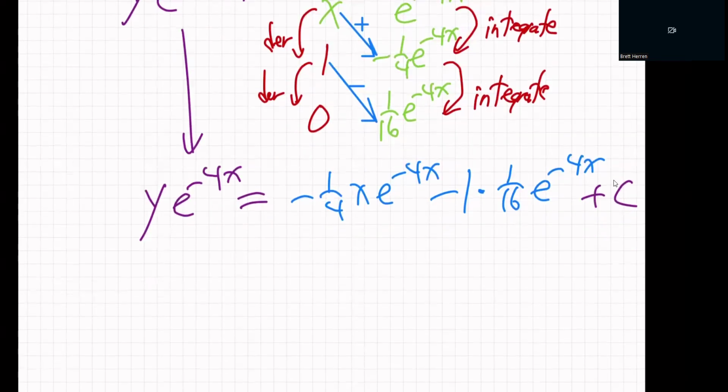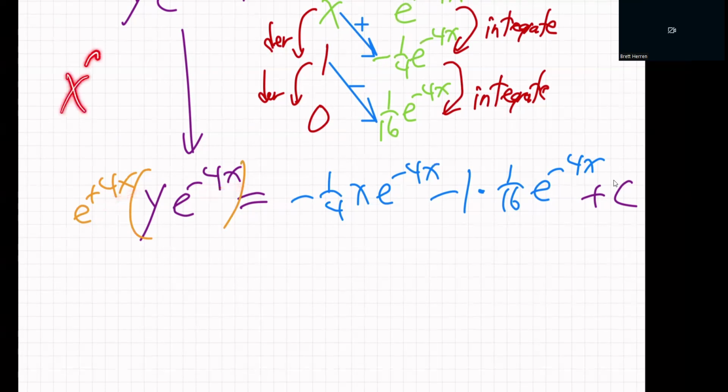Okay, we're almost there. What are we trying to do? We're trying to get y alone. Last step to get y alone. Somehow we have to get rid of this guy. How can we get rid of that guy? Well, here's what we're going to do. We're going to multiply by e to the plus 4x. Why? What will that do? Remember, the powers will add, 4x minus 4x, to be e to the 0, to be 1.